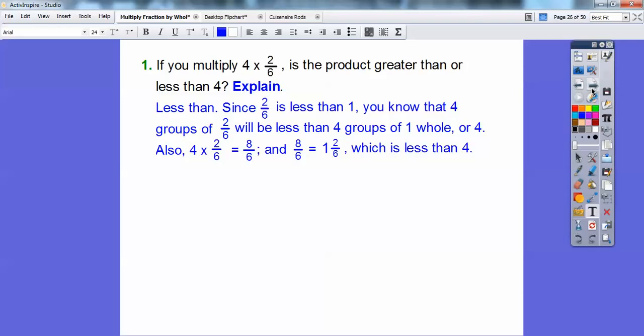Also, you guys, 4 times 2/6 equals 8/6. And 8/6, remember what we just talked about, 6 goes into 8 one time, and there'd be 2 left over, so it equals 1 and 2/6. And 1 and 2/6 is less than 4, okay?